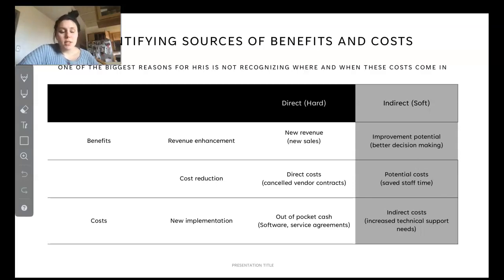Cost: a new implementation does have an initial cost, and then out-of-pocket cash. So this could be software, service agreements, and then indirect costs, which could be IT support and different maintenance needs.